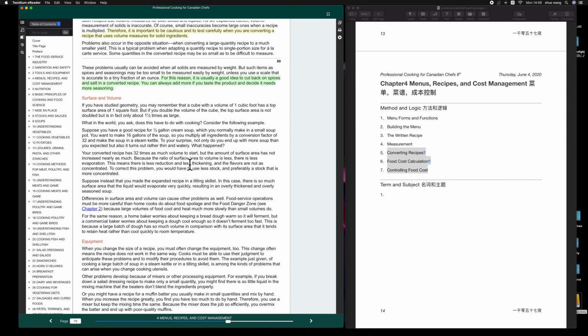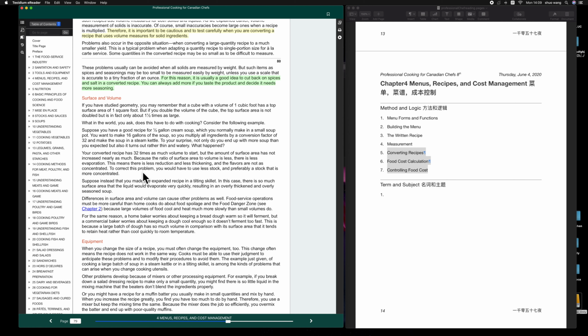To your surprise, not only do you end up with more soup than you expected, but also it turns out rather thin and watery. What happened? Your converted recipe has 32 times as much volume to start, but the amount of surface area has not increased nearly as much. Because the ratio of surface area to volume is less, there is less evaporation. This means there is less reduction and less thickening, and the flavors are not as concentrated. To correct this problem, you would have to use less stock, and preferably a stock that is more concentrated.